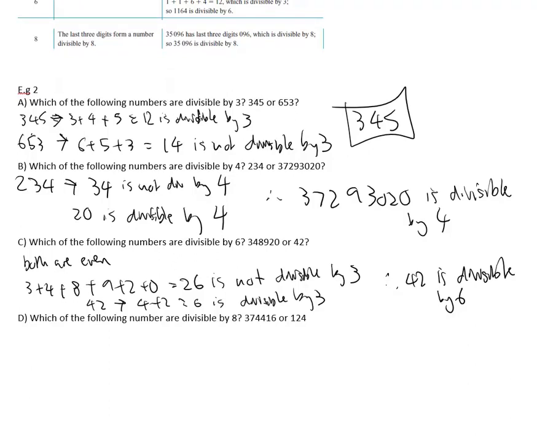We need to look at just the last 3 digits. So 416, we're going to do a little division. Okay, 8 goes into 4 0 times. It goes into 41 5 times. We carry the 1. It goes into 16 twice. So we know that that first number is divisible by 8.